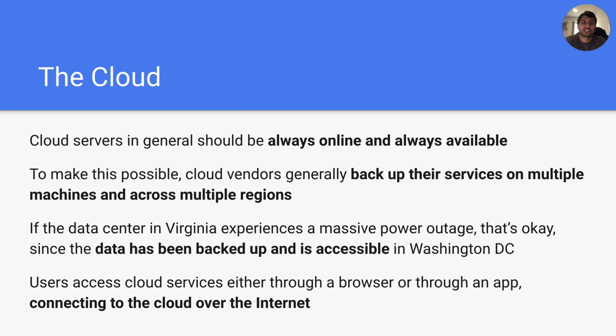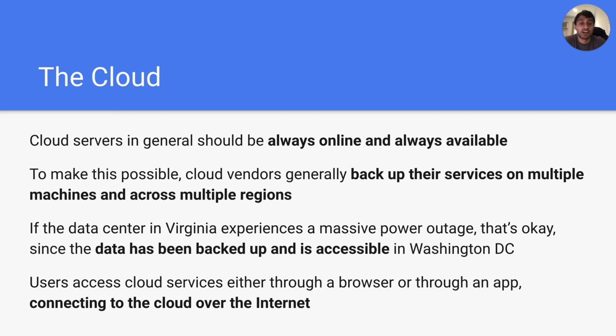So now we're going to get into some of the core philosophies and guarantees of cloud computing. One important tenet of cloud computing, which we'll touch on in more detail later, is that even if individual servers go down, your data in the cloud in general should always be online and accessible. To make this possible, cloud vendors generally back up their services on multiple machines within the same data center and across machines in multiple data centers, thus different geographic locations.